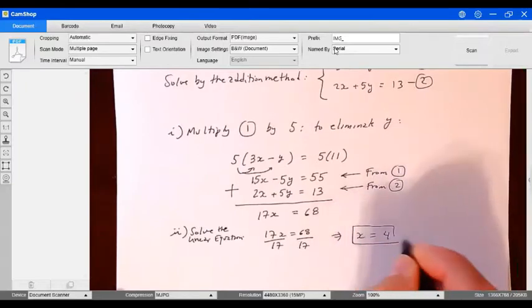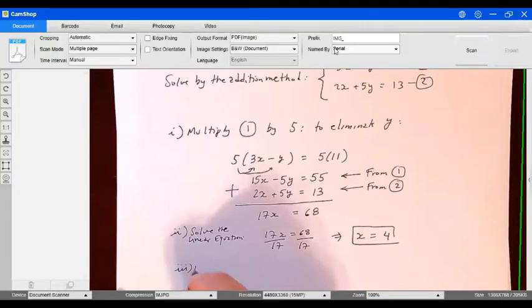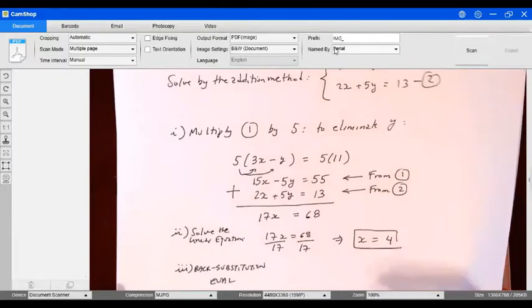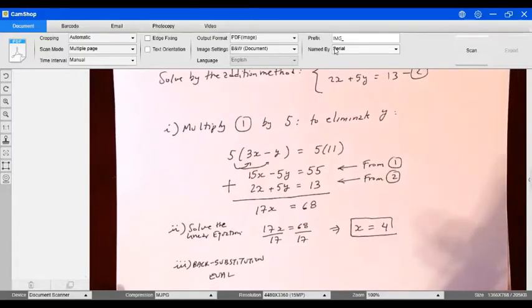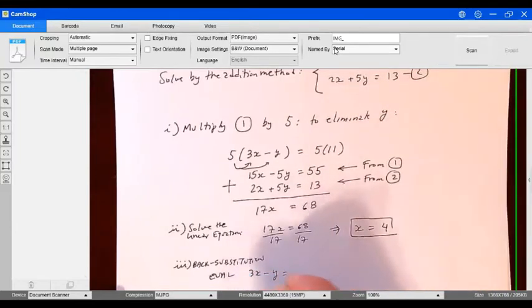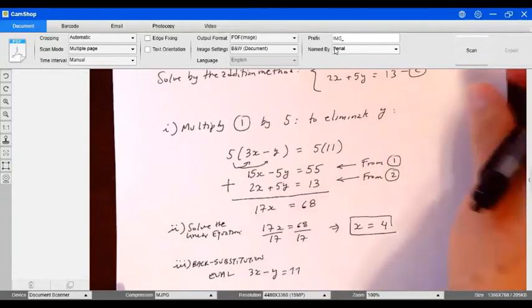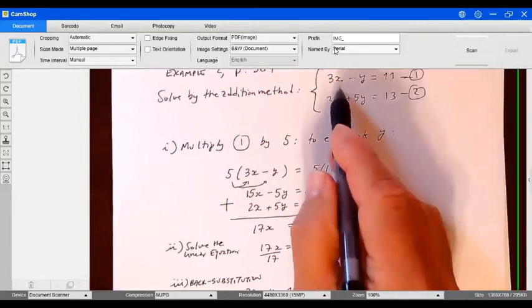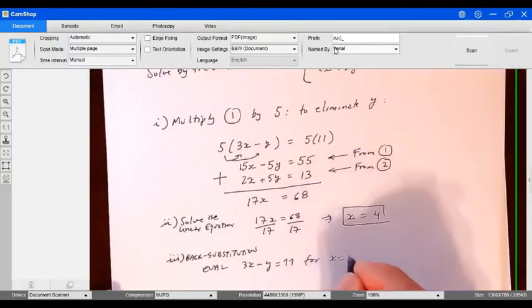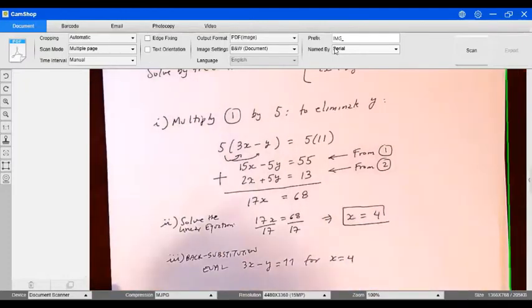4. Then we're going to do back substitution into one of the original equations. I think we're going to use the first equation, 3x minus y equals 11. We can use the other one, and we're going to get the same result. So we're going to use the first one, 3x minus y equals 11, and we're going to evaluate that equation for x equals 4. So we're going to replace x with 4.